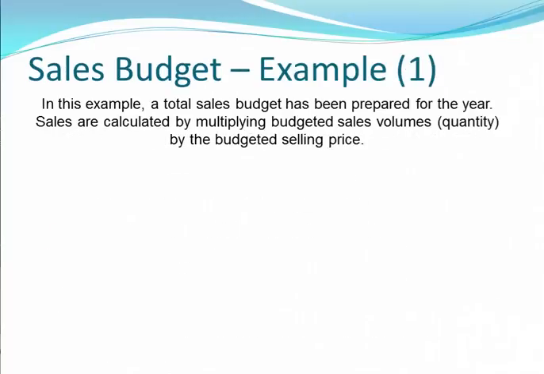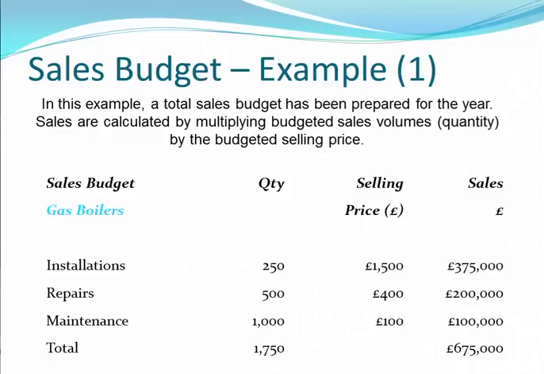So, in this first example, we've got a total sales budget that's been prepared for the year. As we're working out revenue, sales are calculated by multiplying budgeted sales volumes by budgeted selling price. In our example here, we have a company selling gas boilers. They do installations, repairs, and maintenance. So we've got quantity sold times selling price, and that's giving us the total revenue. We talk about it here as being sales income, so this is a sales budget. Again, remember I talked about how revenue, sales, income, turnover all essentially meant the same thing.